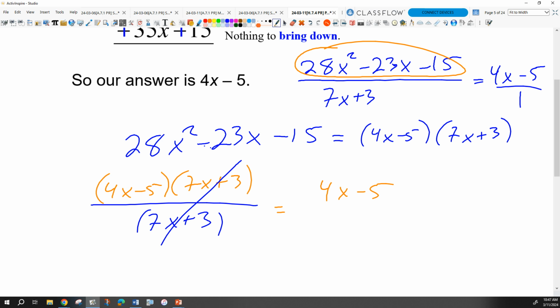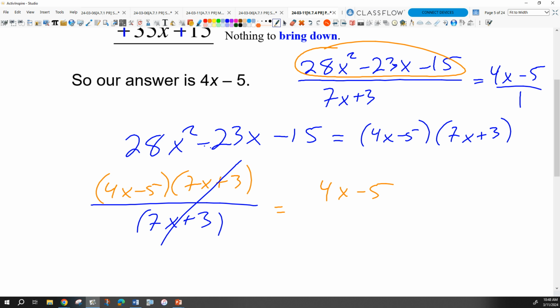Which one's quicker? I guess if you got pretty good at factoring, and you could see that the top is going to factor and I'm going to get a 7x plus 3, then maybe it's worth it. But practically speaking, I don't know. I mean, that's asking a lot.